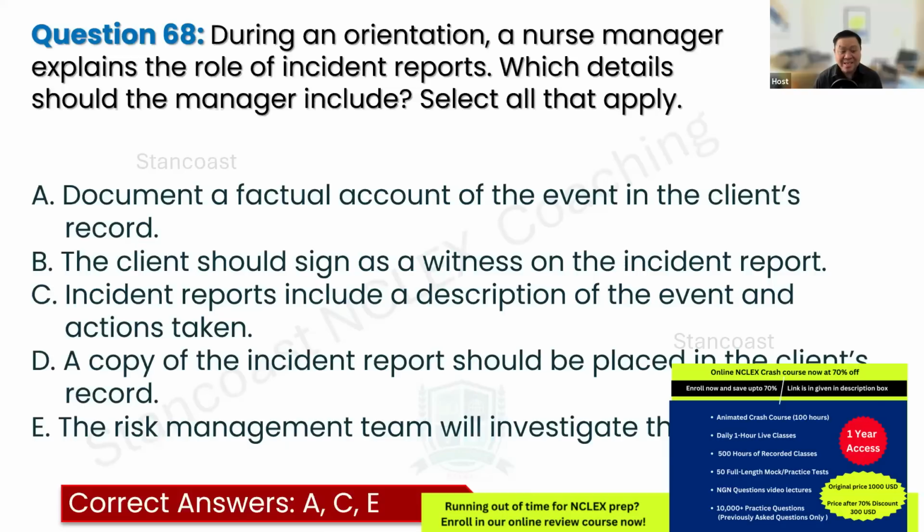Now, letters B and D are incorrect. For B, the incident report is for internal use and not shared with or signed by the client. And also letter D, incident reports are kept separate from the client's record to maintain confidentiality. Now, we have number 69.